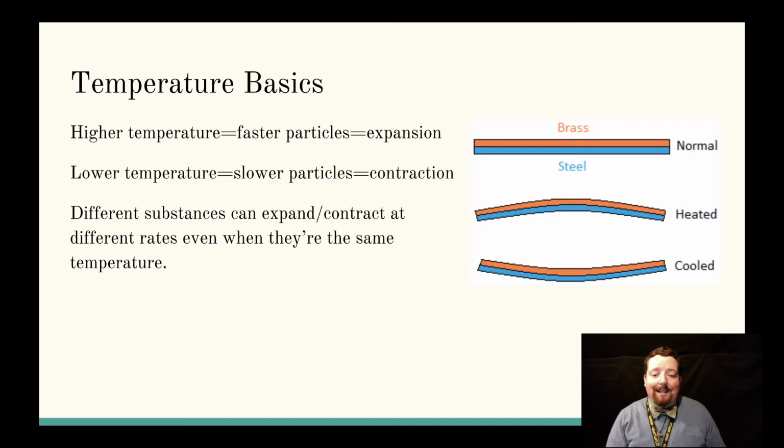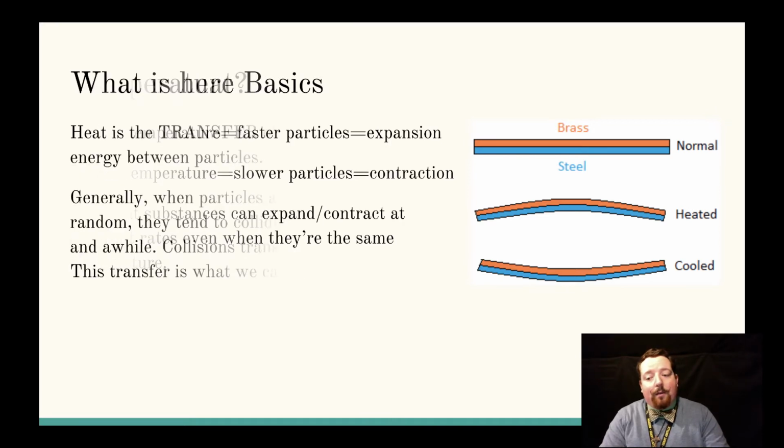Different substances can expand or contract at different rates, even though they're the same temperature. One good example is a bimetallic strip. If you take two metals with different expansion coefficients, in other words, they expand or contract at different rates based on the temperature, and you attach them together in a strip, as you heat it up, you might notice that it curves one way, or as you cool it down, you might notice that it curves the other way.